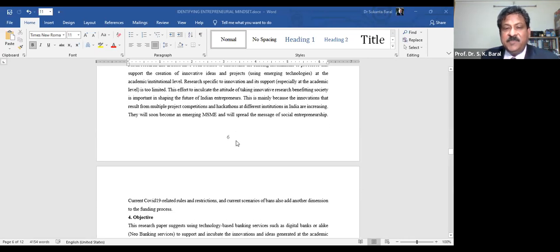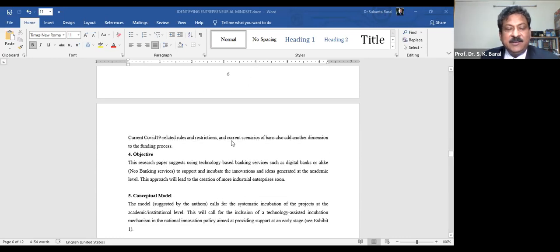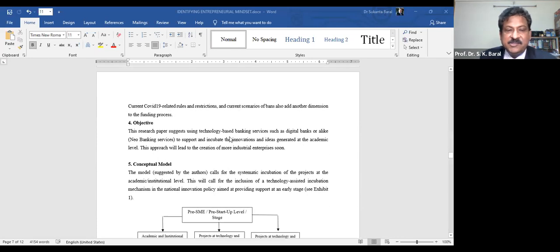This is mainly because innovations and results from multiple project competitions and hackathons at different institutions in India are increasing. That is why this will soon become an emerging MSME and will spread the message of social entrepreneurship in this current period of COVID-19 related rules and restrictions, and also the dimensions of the funding process. That gap I have taken.